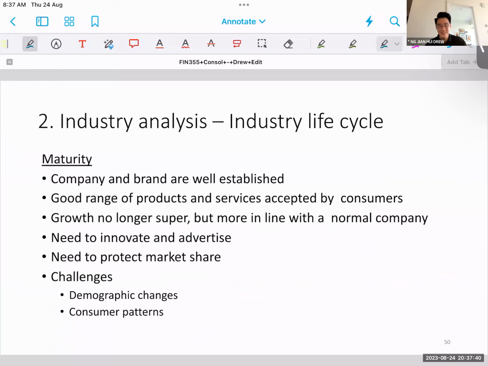So yeah, diversifying. Mature, well established. Growth is no longer supernormal. Need to innovate. There are some challenges that are being faced, right?